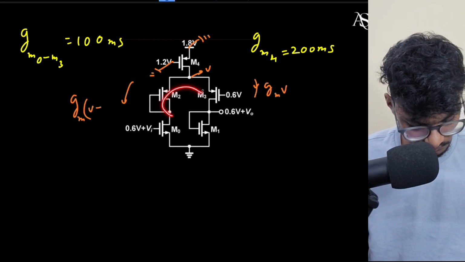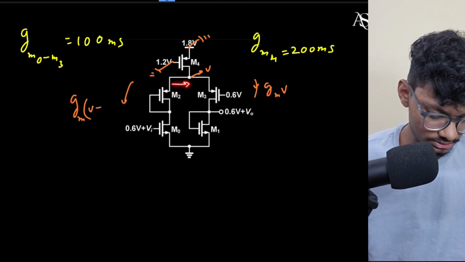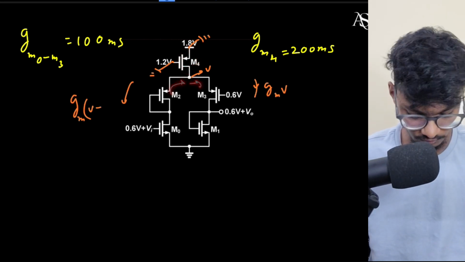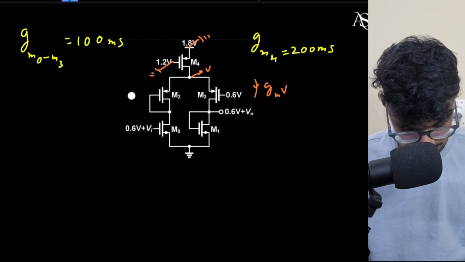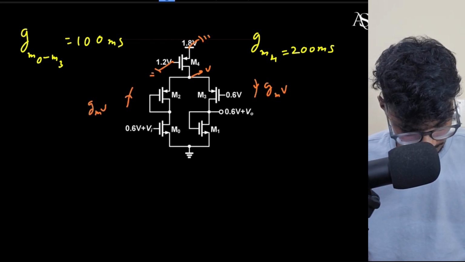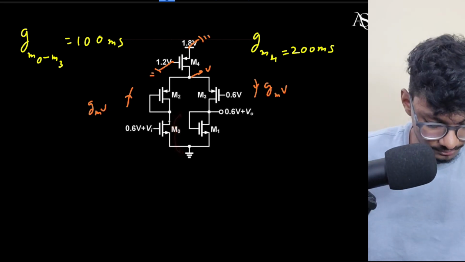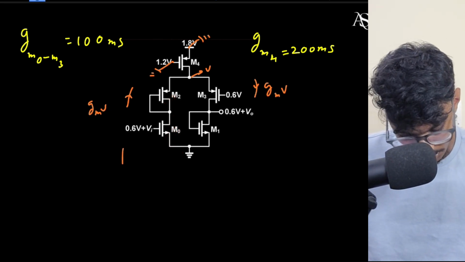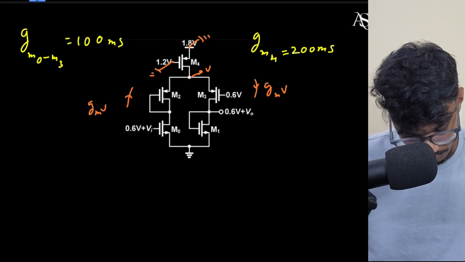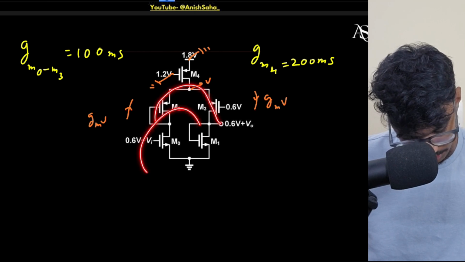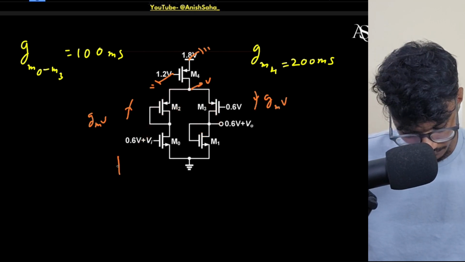And the same current will flow through here as well. Why? Because this is simply in series, because current through M4 is 0. So whatever current flows from here, the same current will flow through this. So I can say the current will be GM V, and the same current will flow through this MOSFET as well. Why? Because M2 and M0 are simply in series, so the same current will flow through here as well, that is GMV. The direction of current will be something like this. So it will be GMV.